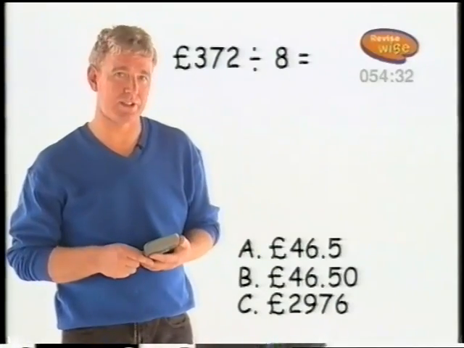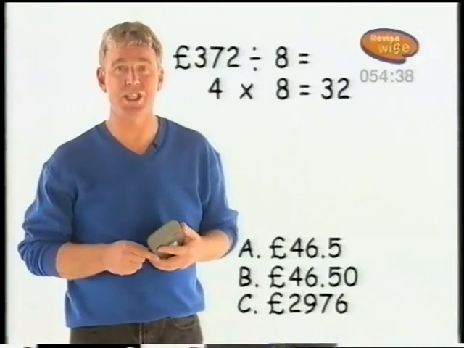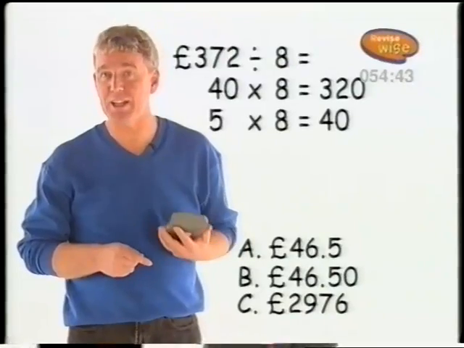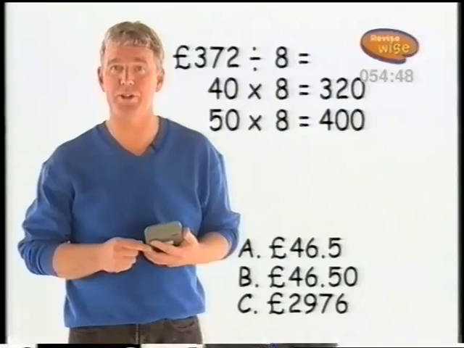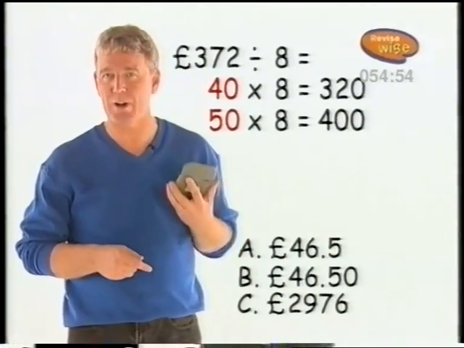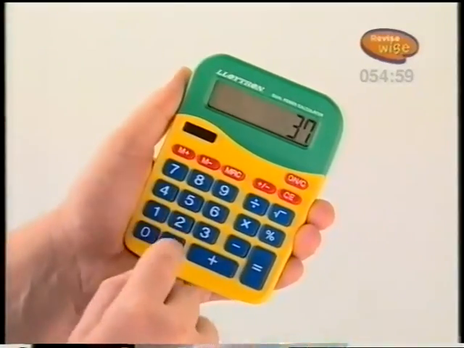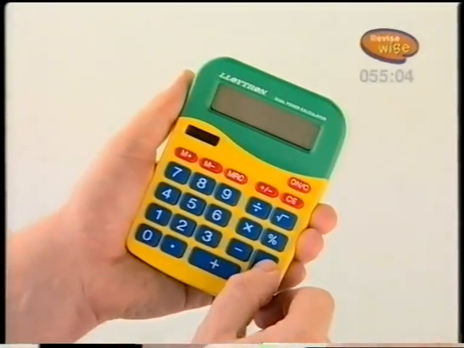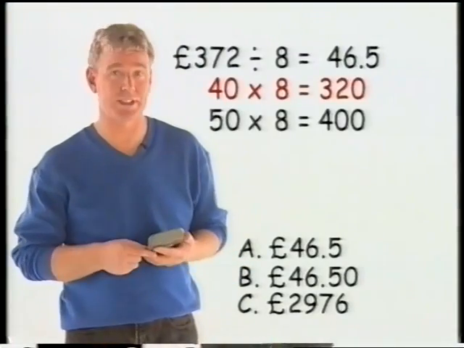So, let's work out the answer. Do our estimate first. We know 4 times 8 is 32, so 40 times 8 is 320, and 5 times 8 is 40. So 50 times 8 is 400. So the answer must be between 40 and 50. Now let's use the calculator. We put in 372 divided by 8 equals 46.5, which fits between our estimate of 40 and 50.